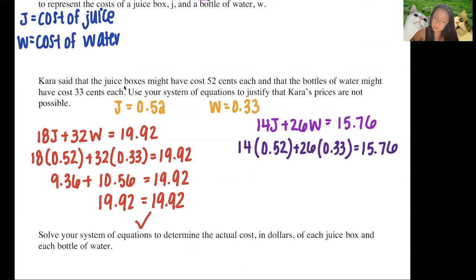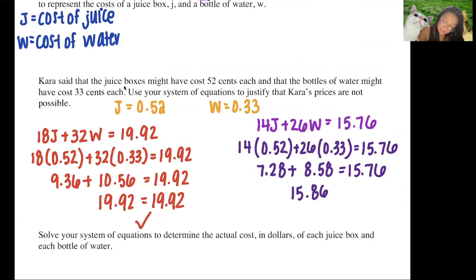$15.76. Let's multiply 14 times 0.52. I end up getting $7.28 plus 26 times 0.33, which is $8.58. Is that equal to $15.76? Let's see. If I add these two together, I end up getting $15.86, which is equal to $15.76? That does not work out. That's all we needed to do to show that Kara was incorrect, right? $15.86 is not equal to $15.76.